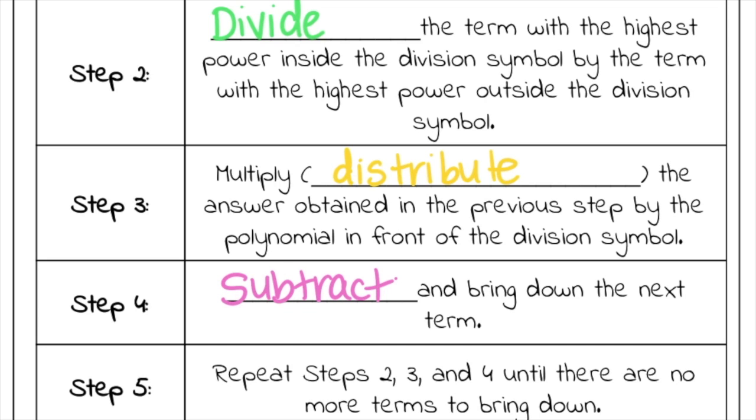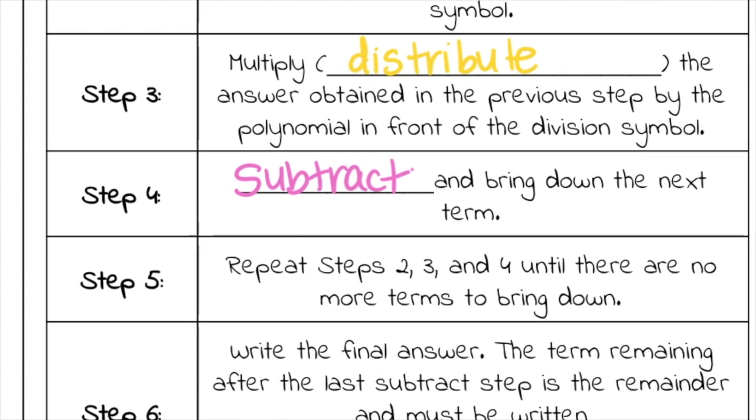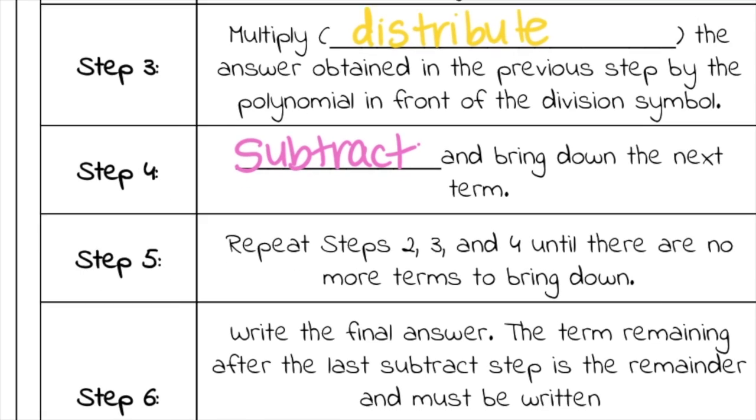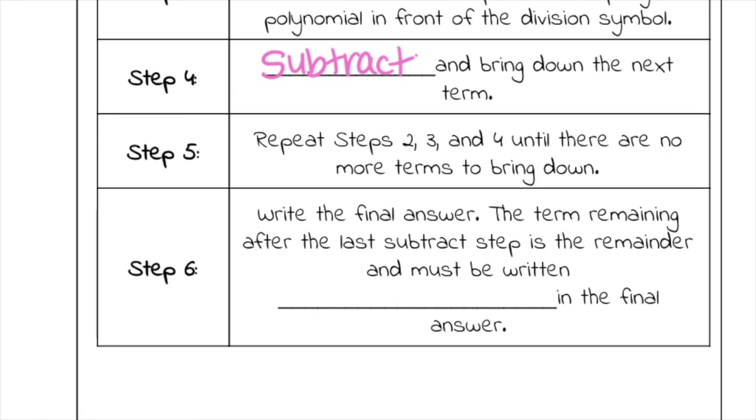Now, you're going to do this over and over again until you have completed steps 2 through 4 for every term. Then you're going to write your final answer. The term remaining after the last subtraction step, it could have a remainder, it could have a remainder of 0, but you're going to make sure that you write that remainder as a fraction. So when we look at our next piece, we're going to make sure that we write that piece as a fraction itself.